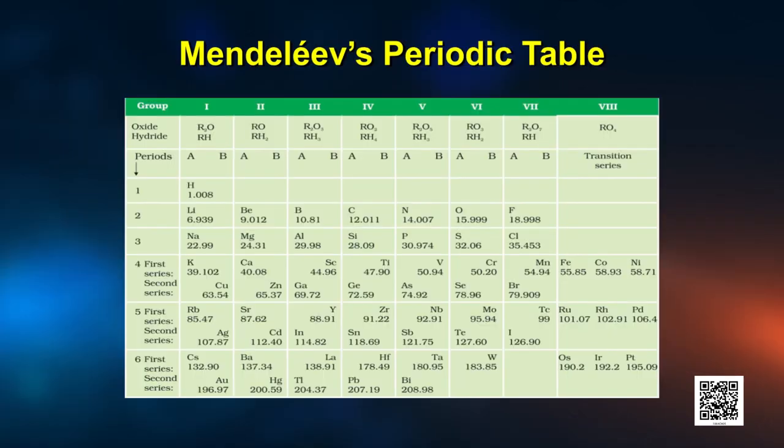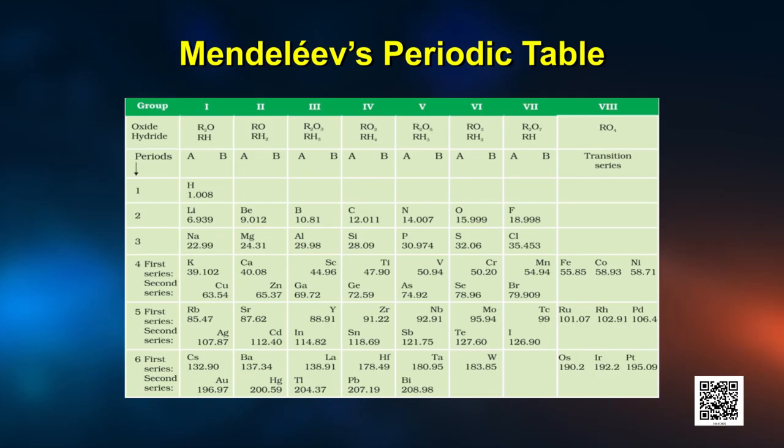Now let's take an example. As you can see, cobalt has higher atomic mass, that is 58.9. It should come after nickel because the atomic mass of nickel is 58.7. But it appears before nickel, since its properties are similar to elements below it. That is, cobalt has properties similar to rhodium and iridium, which are below it, and nickel has properties similar to palladium and platinum, which are below it. So Mendeleev had to make such exceptions.